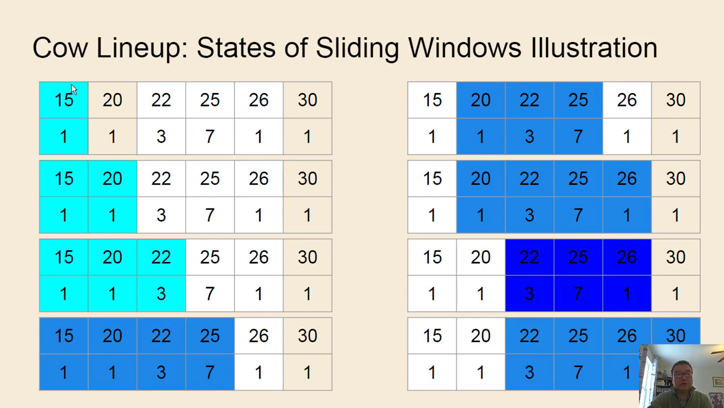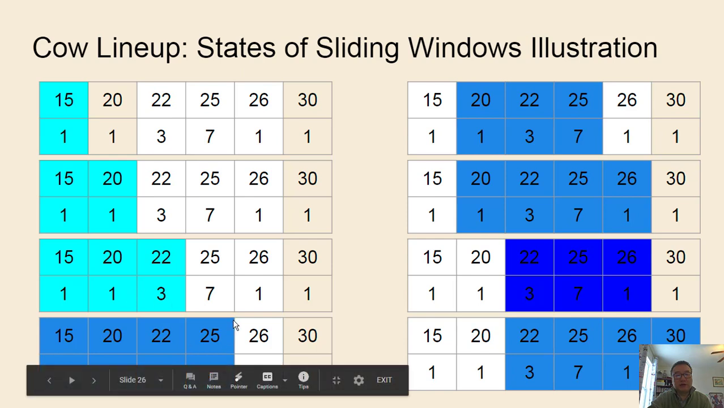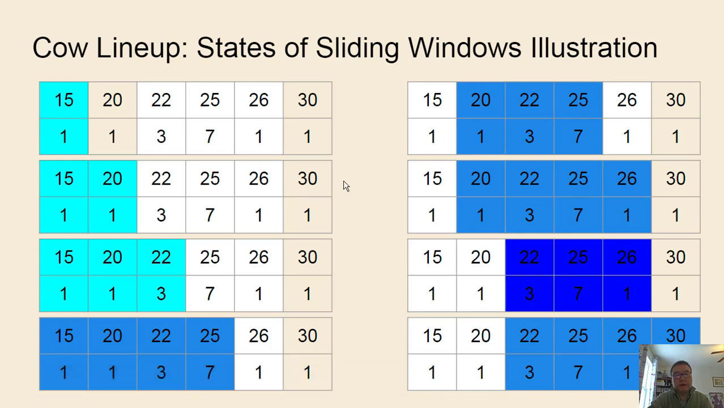So let's say we start by considering the window of the first element. It doesn't have all the breeds, so we need to extend the window to the right. It still doesn't have all the breeds, so we need to extend the window again. And it still doesn't have all the breeds. It only has breeds 1 and 3. So we need to extend the window again. At this point, I use blue to indicate that the window is good. The window contains cows of all breeds.